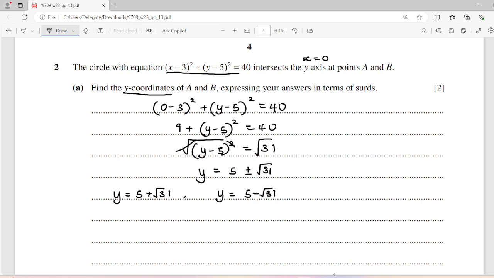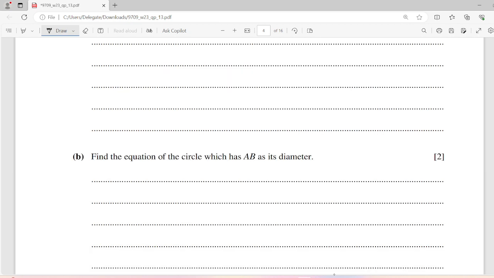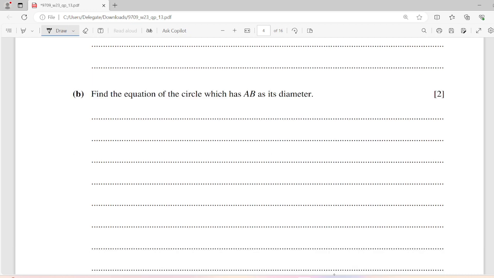Then we go to part B of the question. Part B says to find the equation of the circle which has A and B as the diameter. So if this is my A and this is my B, then to get the center, I'll have to do the midpoint, and to get the radius, I get the distance between the center and any point.